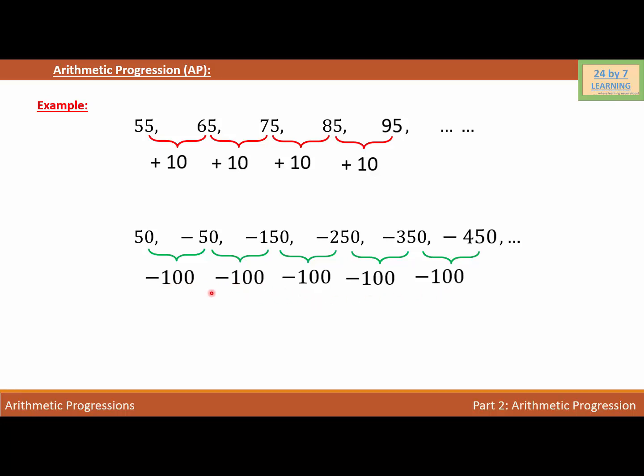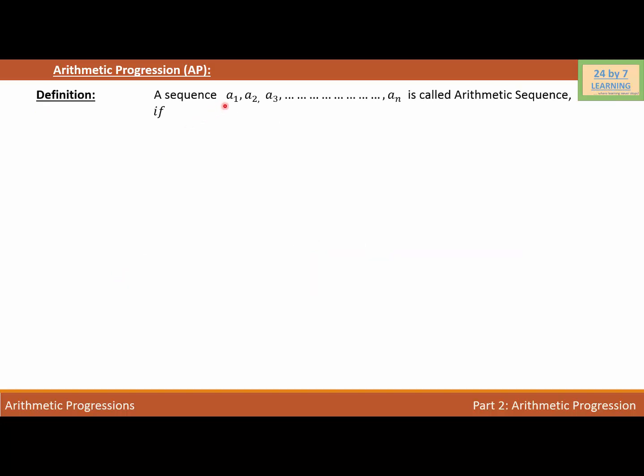So if we create any sequence which looks like this, or in other words, if I create a sequence where the difference between any two consecutive numbers is the same throughout the sequence, then that type of sequence is called an arithmetic sequence. Now let's define the arithmetic sequence mathematically. A sequence A1, A2, A3, all the way to An is called an arithmetic sequence if An is equal to An minus 1 plus d, where An is the nth term and d is the common difference.